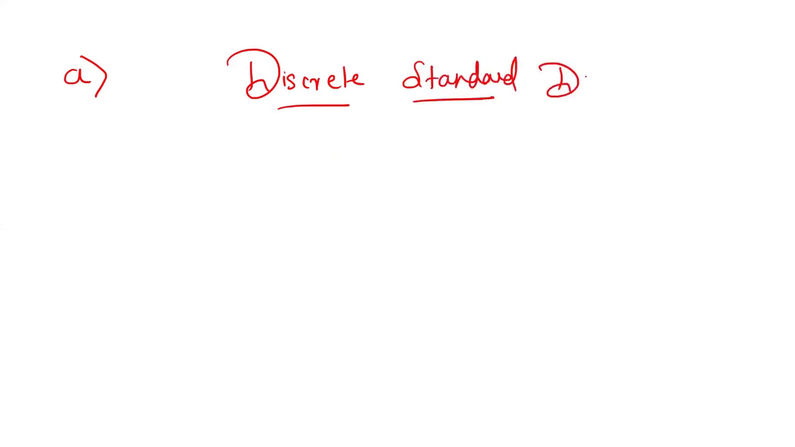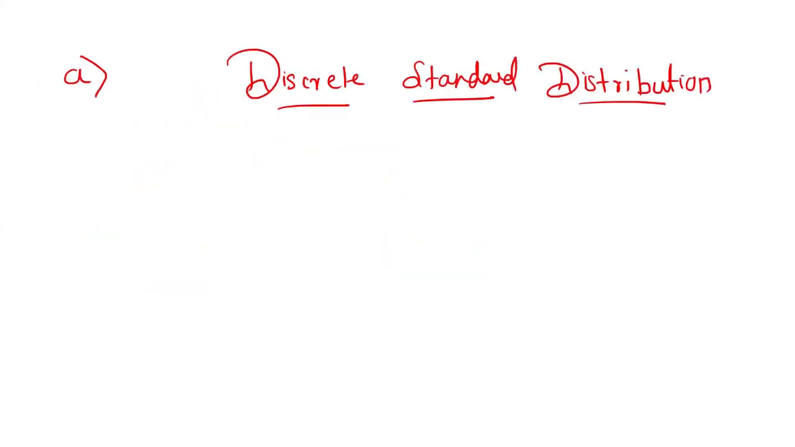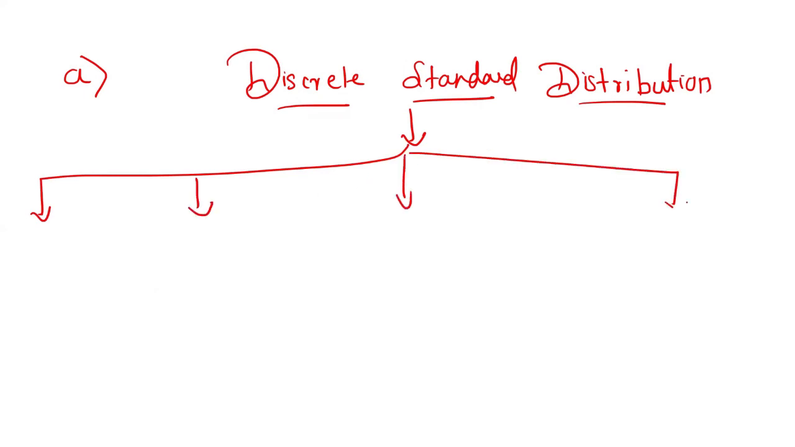So we talk about discrete standard distribution. So in this class, we will speak about discrete standard distribution. Standard distributions are of two types, discrete and continuous. So this will talk about discrete standard distribution. So how do we divide discrete standard distribution? There are 5 ways in which we can divide discrete standard distribution.